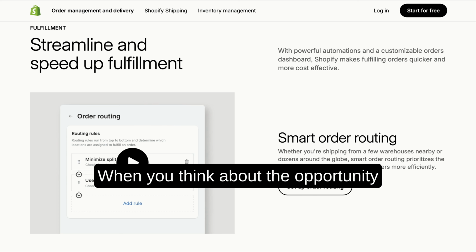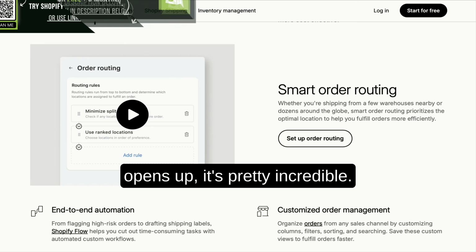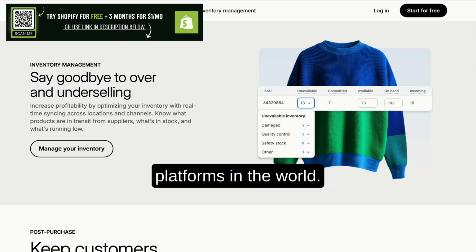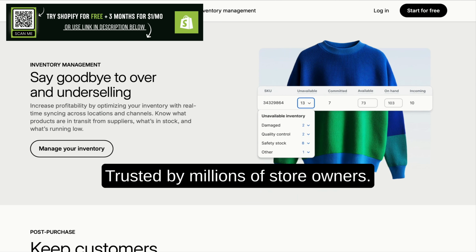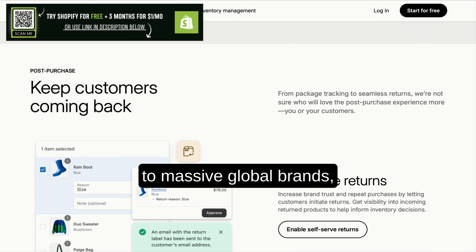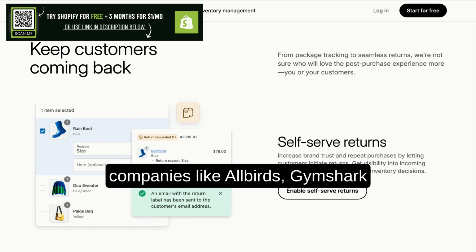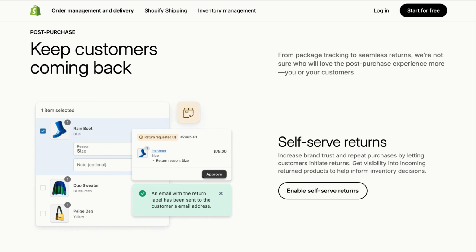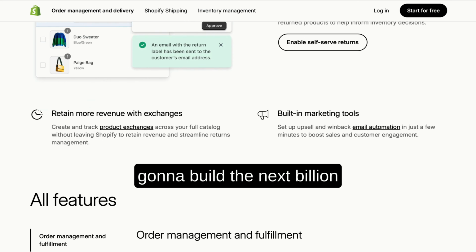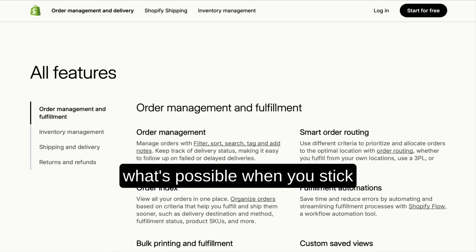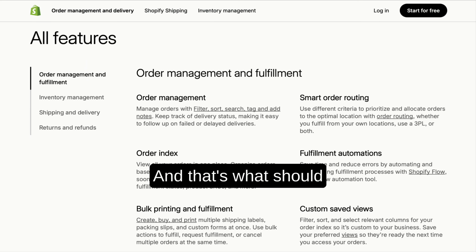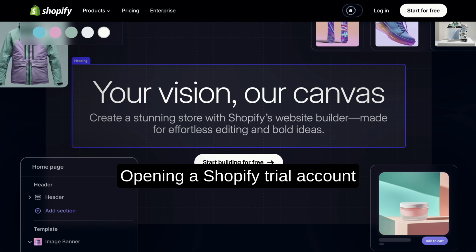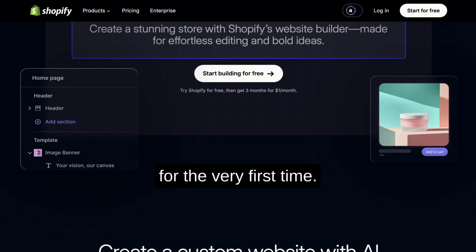When you think about the opportunity that a Shopify trial account opens up, it's pretty incredible. You're getting access to one of the most powerful e-commerce platforms in the world, trusted by millions of store owners, from complete beginners to massive global brands. Companies like Allbirds, Gymshark, and Kylie Cosmetics all built their stores on Shopify. Now, obviously, not everyone's going to build the next billion-dollar brand, but it shows you what's possible when you stick with it and learn the game. And that's what should get you excited because those success stories all started exactly where you are right now, opening a Shopify trial account for the very first time.